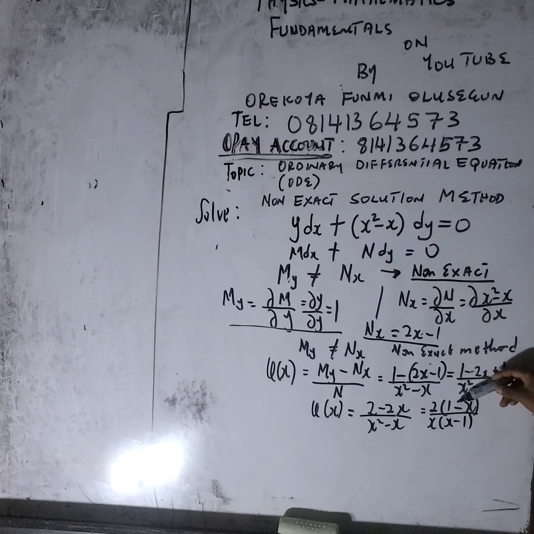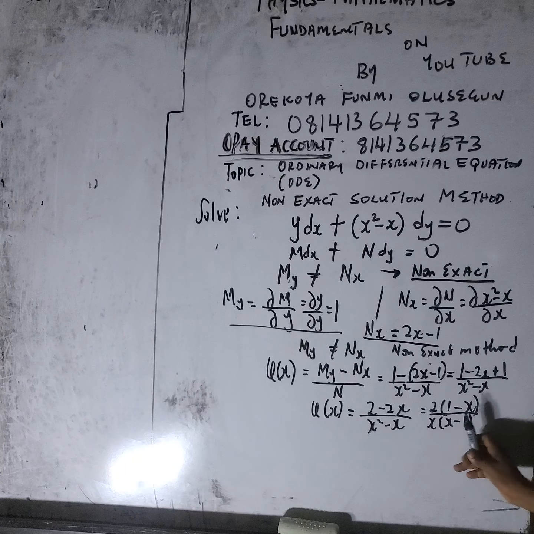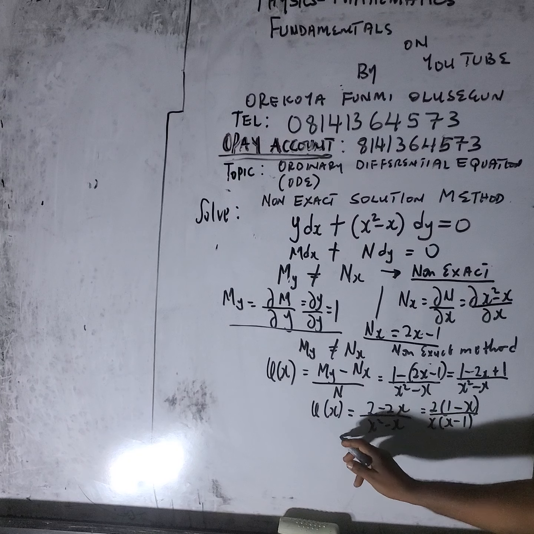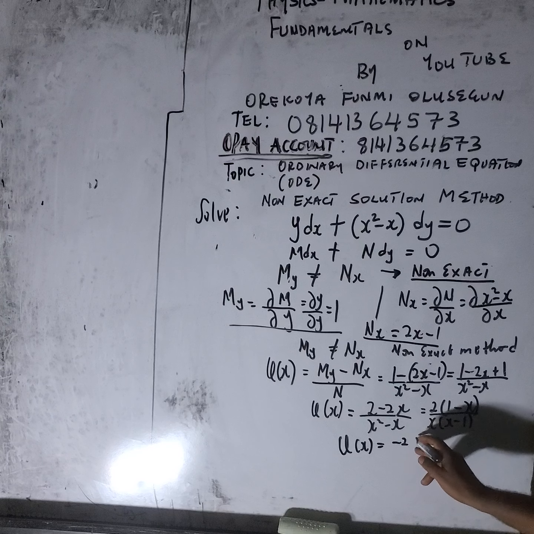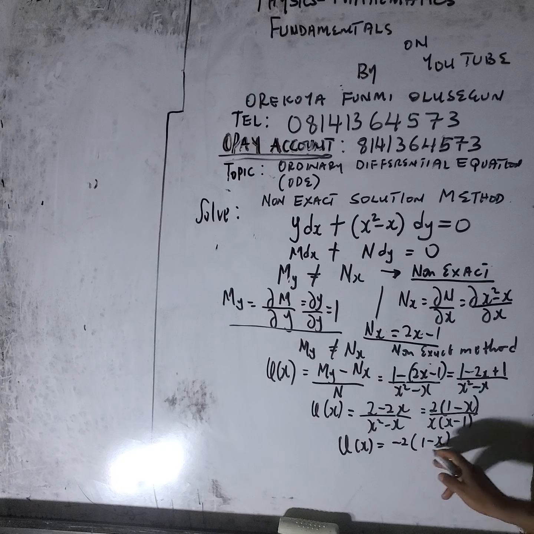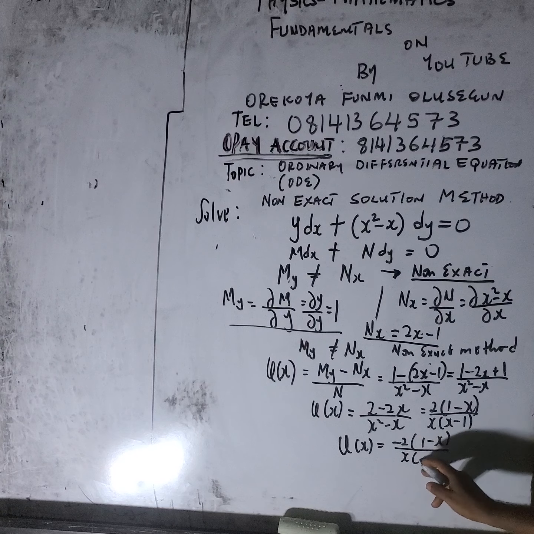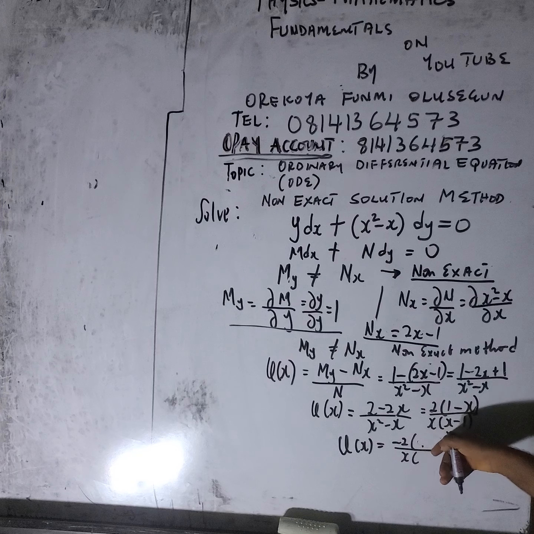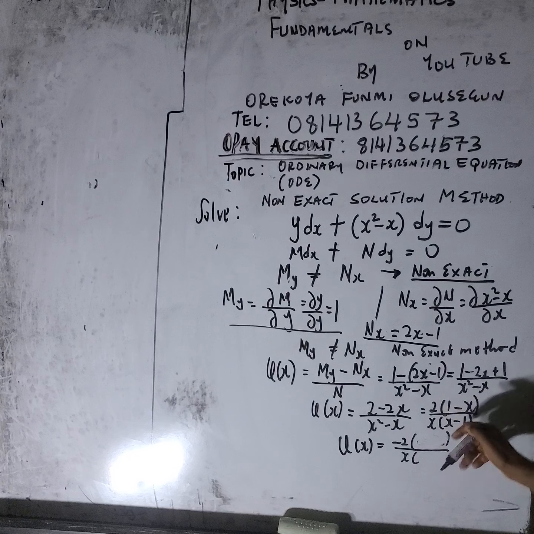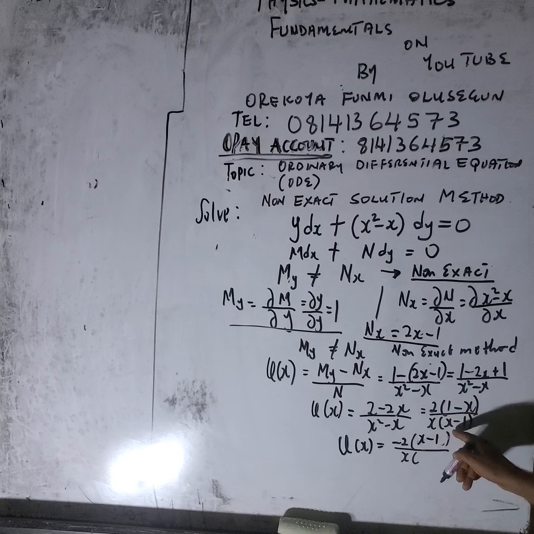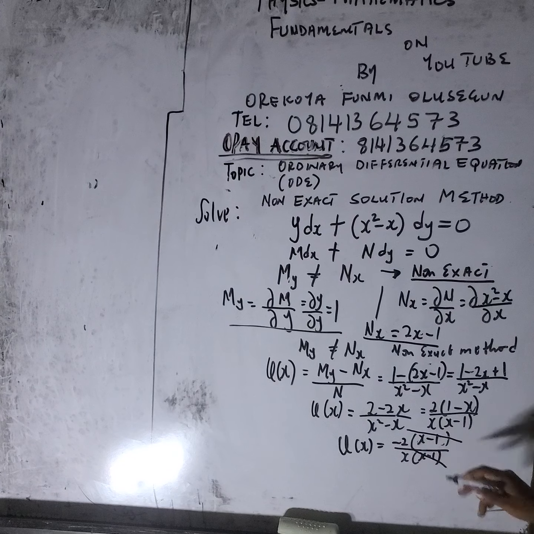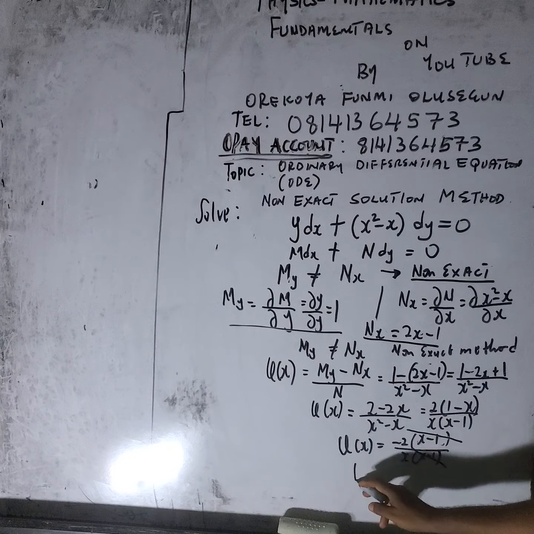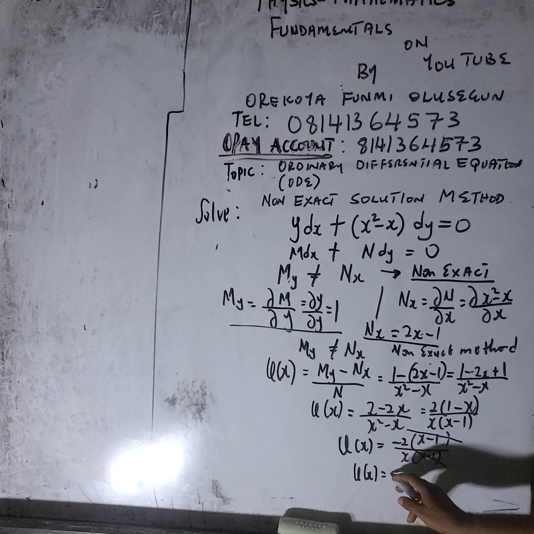Now if you look at what we have on top and what we have below here, we can make them look the same way by factorizing -1 out. So that means this special function of x can now be written as -2 bracket 1 minus x, then divided by x bracket. Since I have factorized -1 out, this will interchange. That will be x minus 1 divided by x minus 1. So this factor that we have here cancels this factor here. So the special function of x is now equal to -2 over x.